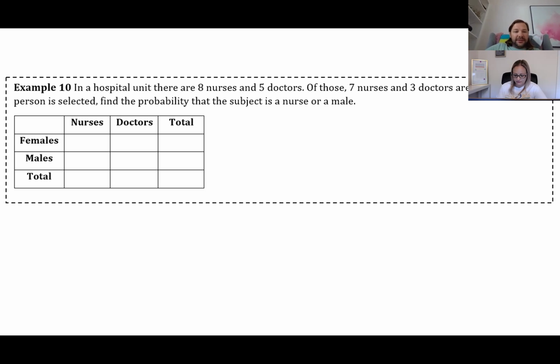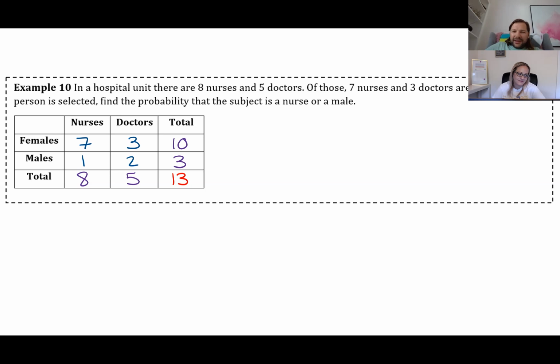So there are 8 nurses and 5 doctors total, right? So that's an 8 and a 5 there. And the next sentence says 7 of the nurses and 3 of the doctors are female. So we have 3 female doctors and 7 female nurses. And if you do some math, you see that there's going to be 1 male nurse and 2 male doctors. So in total we have 10 females and 3 males, and there are 13 individuals altogether. So that's just putting all that information into a table.